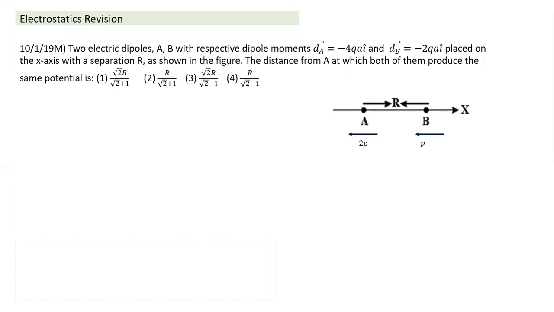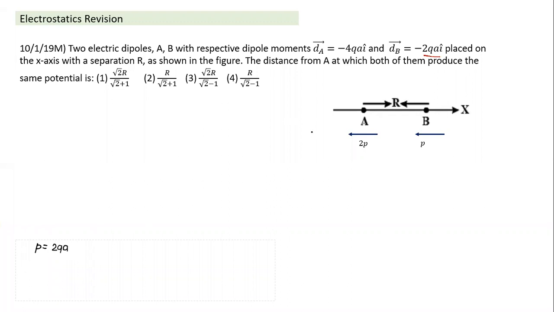So let's see that. Whenever something like this comes, I find it easier to replace the qa term with the dipole moment. So this becomes equal to p. The dipole moment magnitude is given, and the direction is indicated by the arrow. Similarly, this magnitude is twice that much. So what does p indicate here? The p value is equal to 2qa.